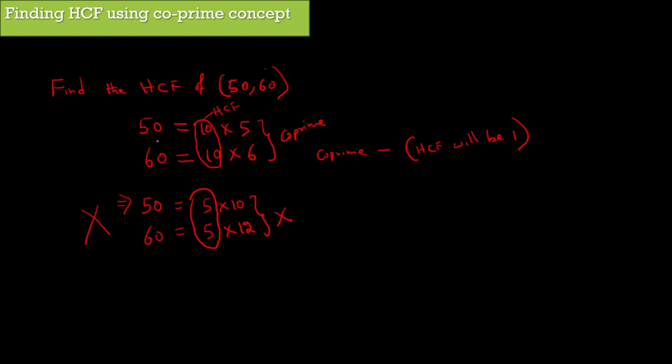So what is the meaning here? Write down the numbers in the form of a common factor for the two numbers where the other two factors are in co-prime format. Okay, so let's see one more example here.